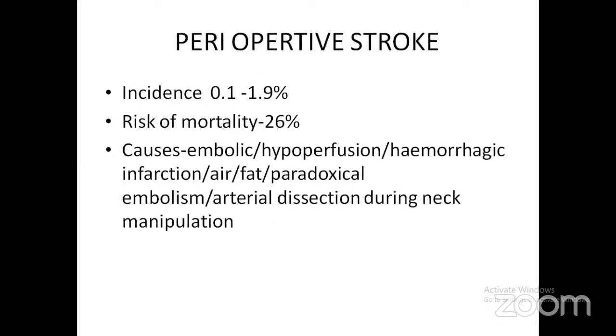Stroke. Risk of morbid mortality is 26%. Incidence is 0.1 to 1.9%. Perioperative stroke causes are hemorrhage, air embolism, particularly in surgeries with sitting position, as in shoulder surgeries, and fat embolism in orthopedic surgeries. Weaning of bone is involved soon after release of tourniquets. Fat embolism chances are more.